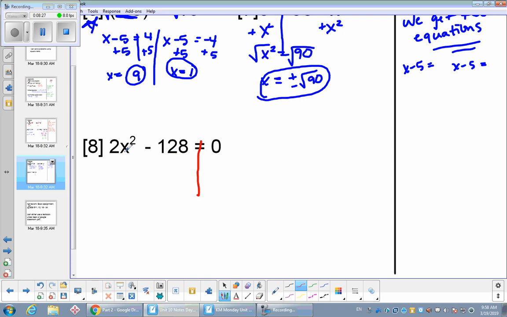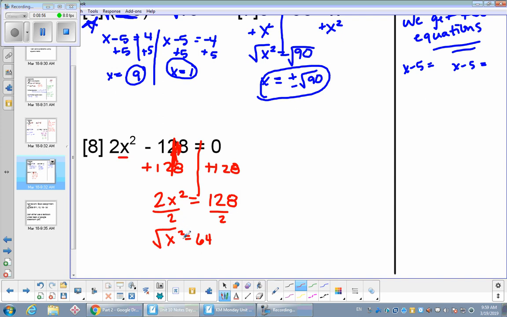All right, so this one, I got to get this x squared alone, so I got to get rid of the 128 and the 2. So to get rid of a negative 128, I'm going to add 128 to both sides. It's gone here. So I get 2x squared equals 128. Then I got to get rid of the 2 by division. So I get x squared equals 128 divided by 2 is 64. The x squared is now alone, so I can take the square root of both sides. And this is an example of getting the same answer. The square root of 64 is 8 and negative 8, those are the same numbers because there are no parentheses in the equation.